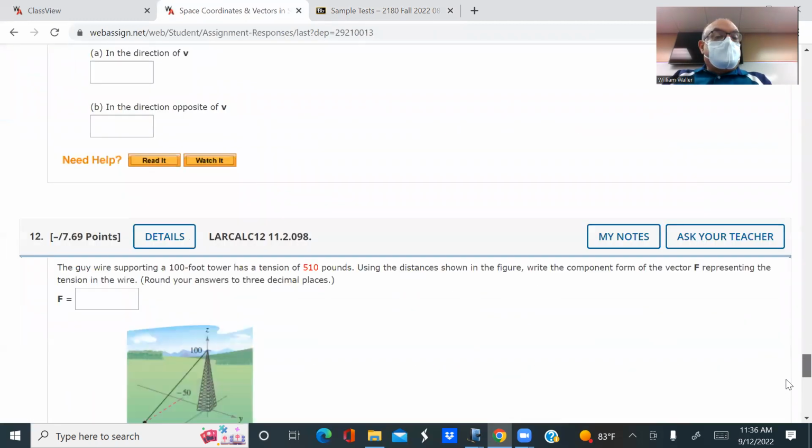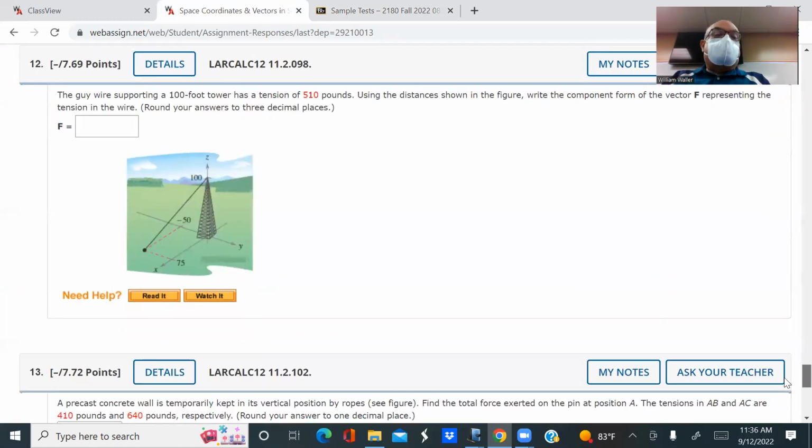Although it's just an extension of number 12. Okay, all right. So this one, not so bad though. So you have this wire that's supporting this tower, so that the tower won't fall over. And the force on the wire is 510 pounds. There's some force on that. There's some tension on that wire.